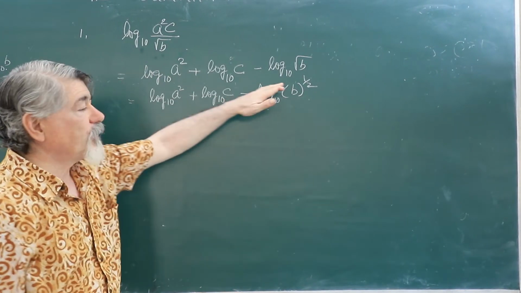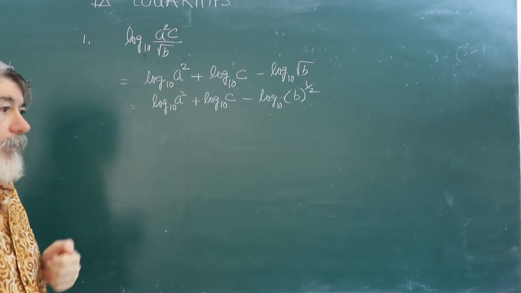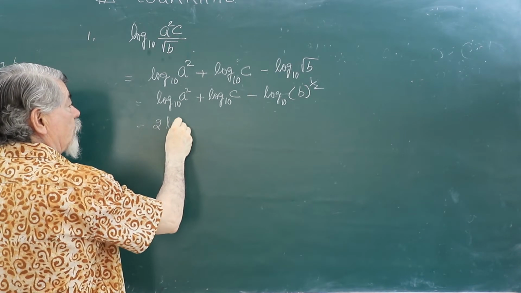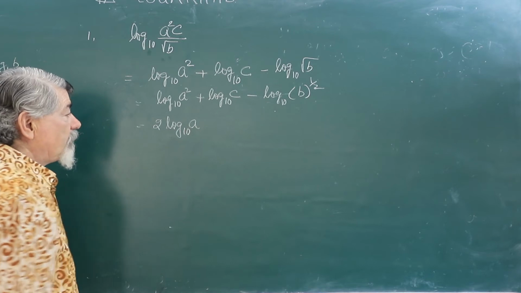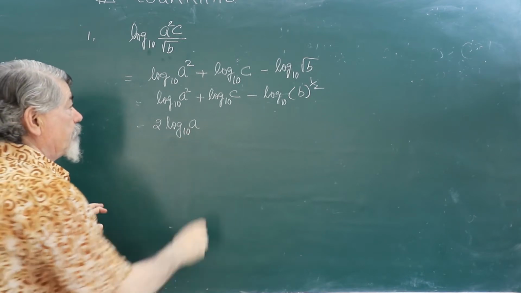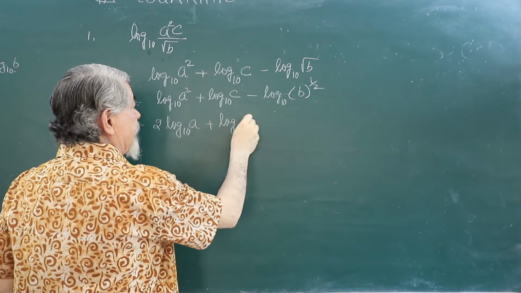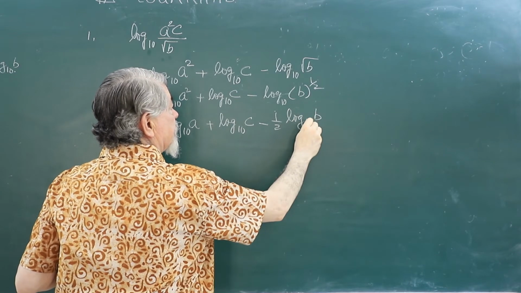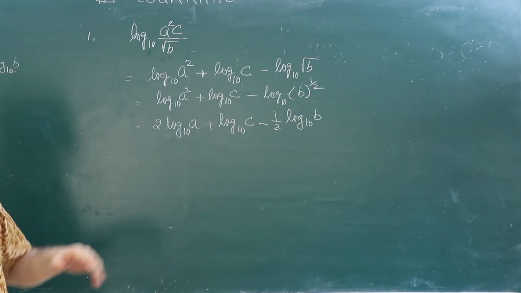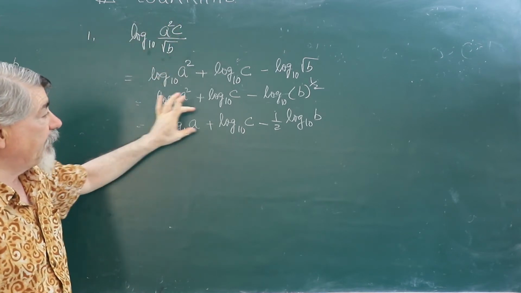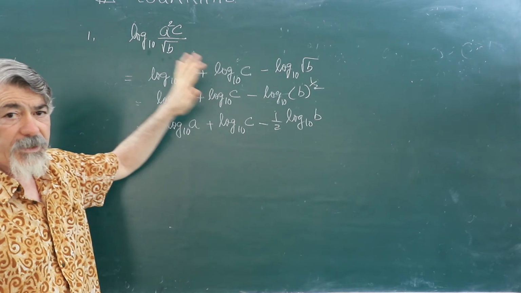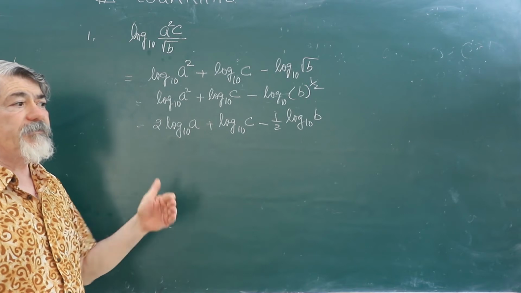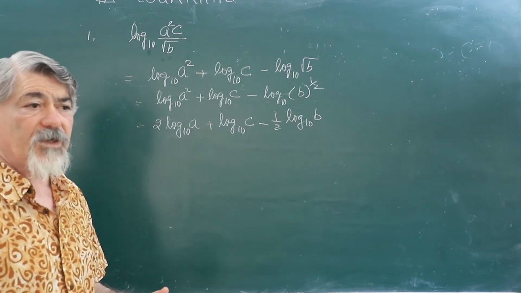The powers are brought in the beginning as multiples, by the power law. This 2 will be brought up here. It will become 2 log a to the base 10. So now I have expressed it as 2 log a plus log c to the base 10 minus half log b to the base 10. We have been able to express this in terms of log a, log b and log c. What have we done? Multiplication we have changed to addition, and division we have changed into subtraction, by the laws of the log.